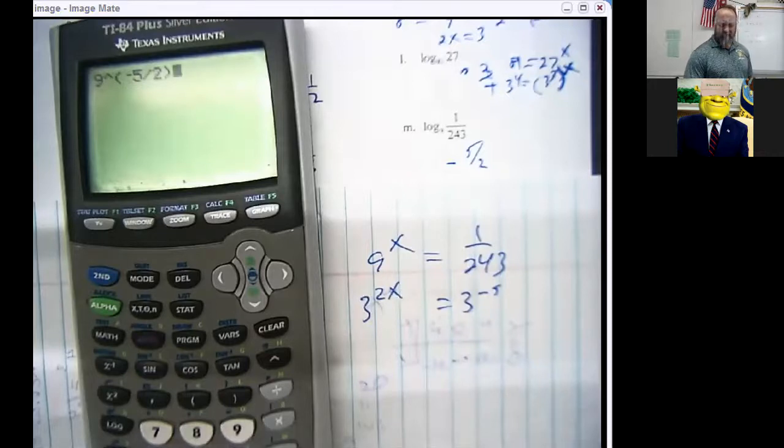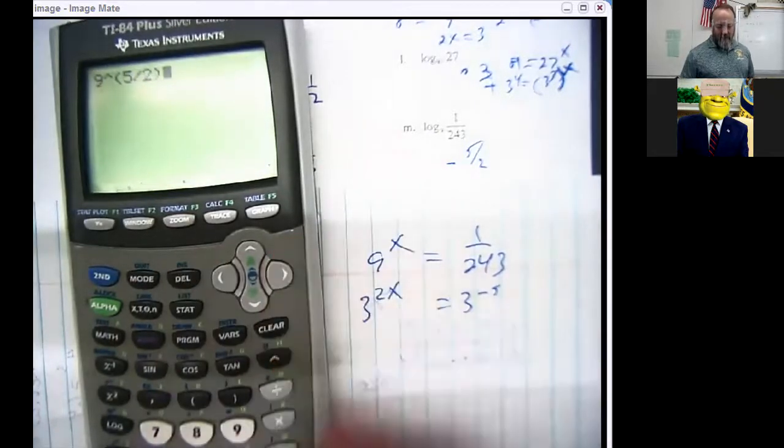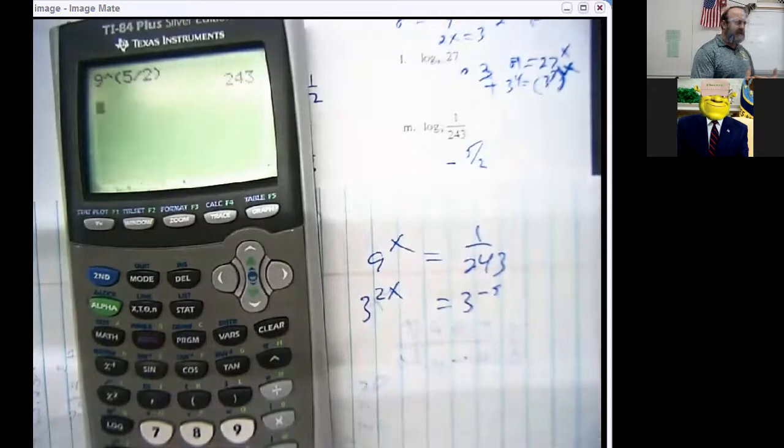Now, the 1 over, in fact, let's do this. Let's just take this off. So if I did this, I should get 243. So does it make sense that it's 1 over that? Because I had that negative exponent.